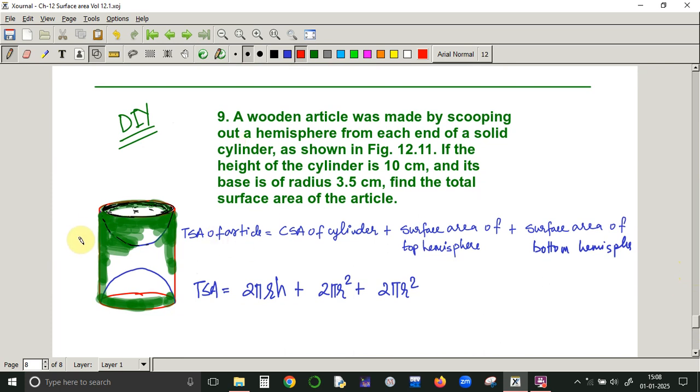So we have to just think where we can touch. We can touch this cylindrical surface. This is called CSA of cylinder. Yes, but once we put a hand on the top, our hand will fall inside and it is going to touch this curved surface area of the hemisphere. So we have to add it, 2 pi r square. The same thing will happen at the bottom. So again 2 pi r square.